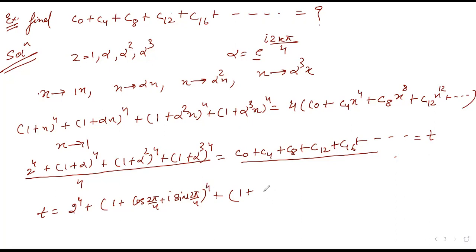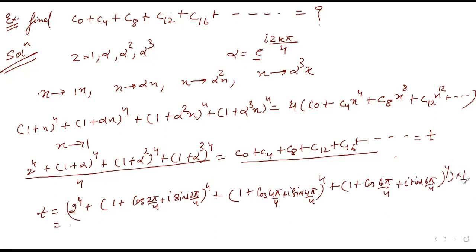1 plus cos, now this time k was 1, and now k will be 2. So 1 plus cos 4 pi by 4 plus iota sine 4 pi by 4 raised to the power 4, plus 1 plus cos, this time k is 3, so 6 pi upon 4 plus iota sine 6 pi upon 4, whole raised to the power 4. So what will it come to? Whole multiplied by 4 only. So this time your t will come 2 raised to the power 4.